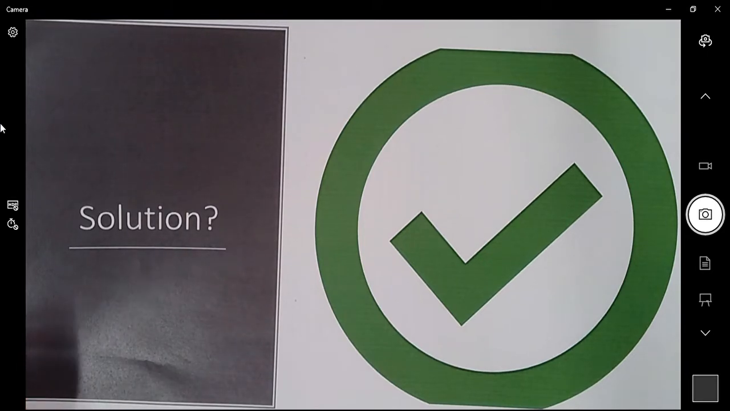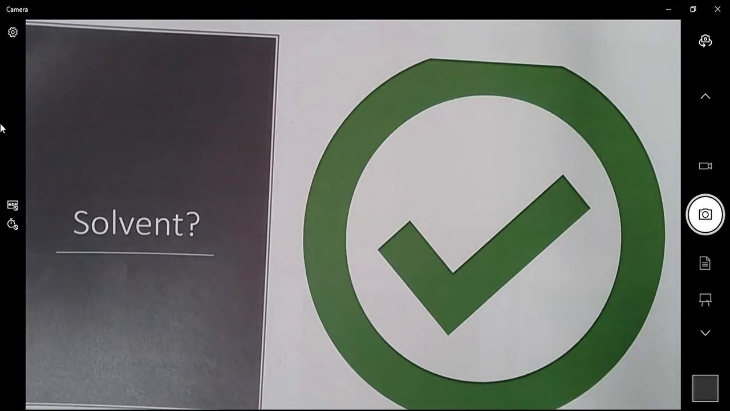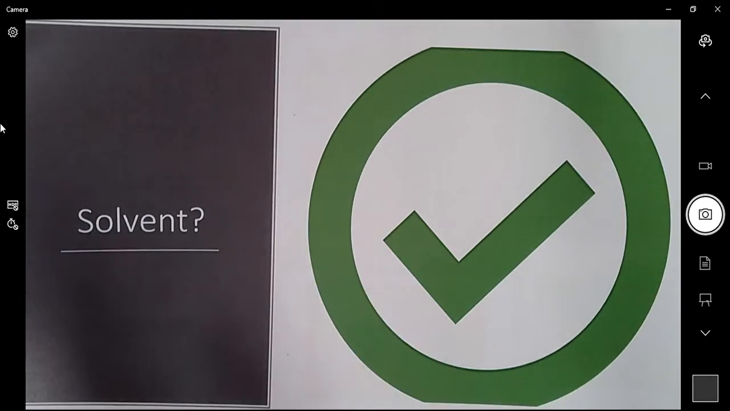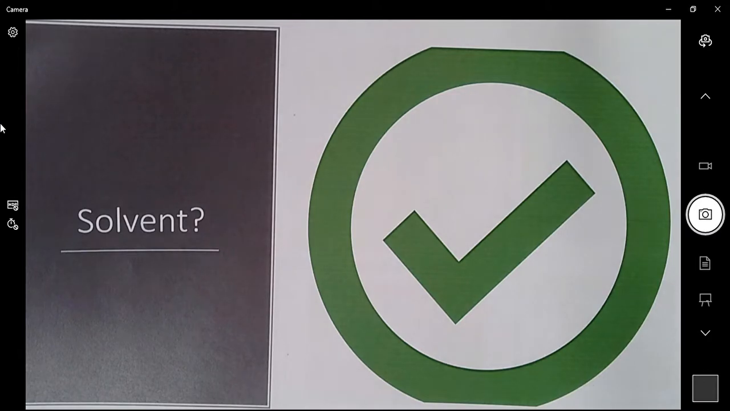You might have heard of contact lens solution. That is chemicals mixed together to create a cleaning product and to wash people's contact lenses. That is also a solution. And our last word we're going to have to check before we do our experiment is solvent. What does solvent mean?